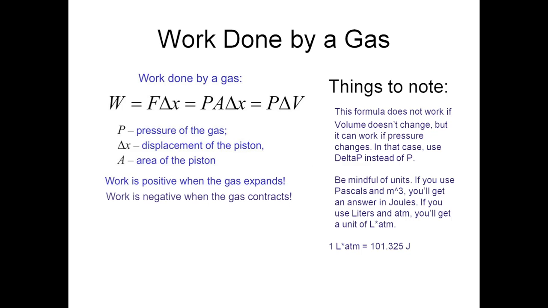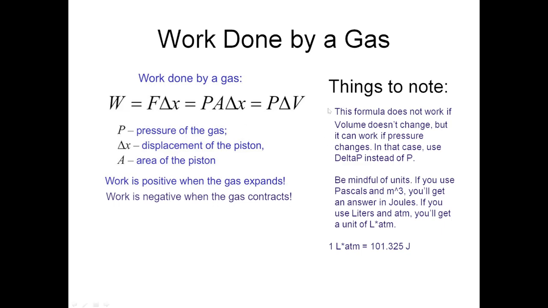So, useful formula. Couple of things to be aware of about it. Work is positive when the gas expands. This would be, if the gas is expanding, delta V would be a positive number, and that's why you would get a positive work out from that. Work is negative when the gas contracts, because you'd have a negative delta V, therefore you'd have a negative W. If the gas is contracting, work is being done on it. It itself is not doing work.